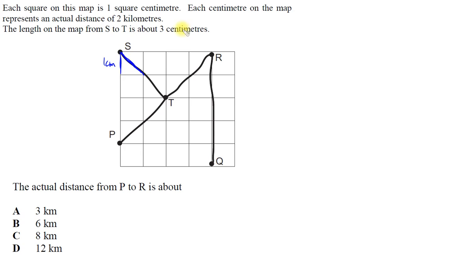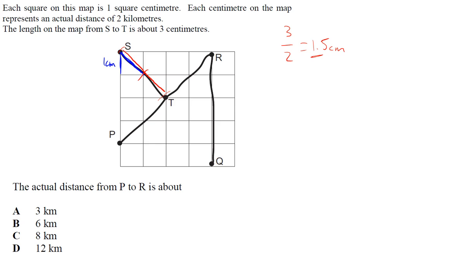The length on the map from S to T is about 3 centimetres. Now S to T is actually the sum of 2 diagonals. What that tells us is that 3 divided by 2 is equal to 1.5, or that 1.5 is the length of one of these diagonals. Is that clear? So the length of one diagonal across a 1 by 1 centimetre cube is 1.5 centimetres.